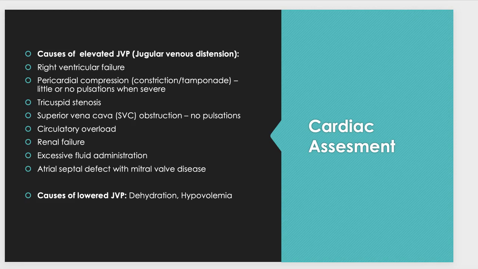Causes of elevated JVD can be related to right ventricular failure, pericardial compression, tricuspid stenosis, a superior vena cava obstruction, circulatory overload, renal failure, excessive fluid administration, or an atrial septal defect with mitral valve disease. Causes of possible JVD that is lowered are dehydration and hypovolemia.